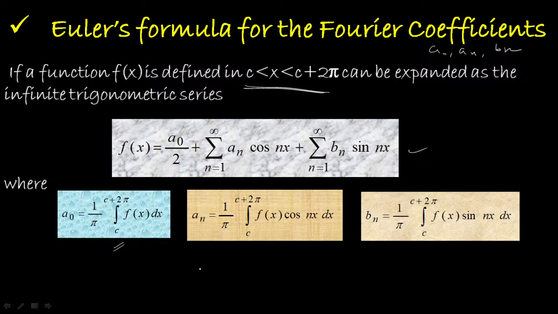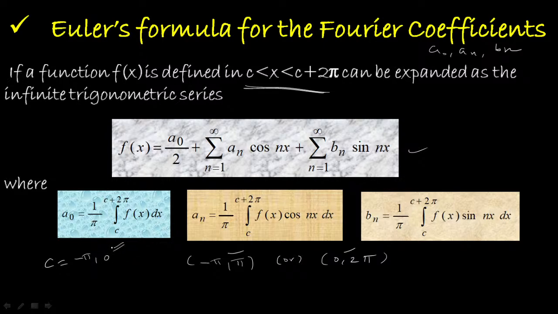So this is the general formula to calculate the Fourier coefficients a naught, a n and b n. In most of the applications, the interval over which f of x is to be expanded is either minus pi to pi or 0 to 2 pi. So c in the Euler formula is usually either minus pi or 0.